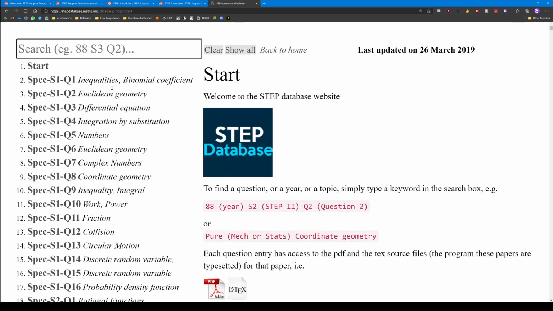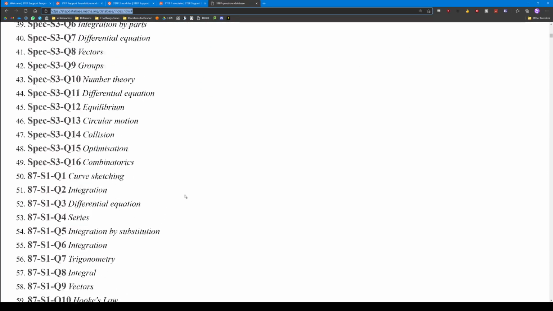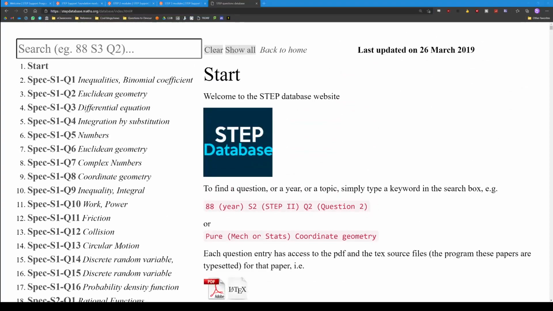So this website is probably the most important website, at least to me at the moment, for preparing for Maths Paper 3, because it has 1,404 of these past STEP questions. And each STEP question is basically one Paper 3 question. There are only two on the exam, so that's like over 700 past papers.